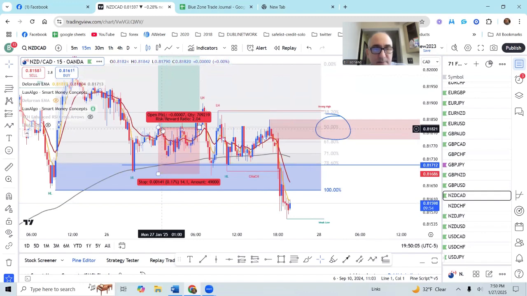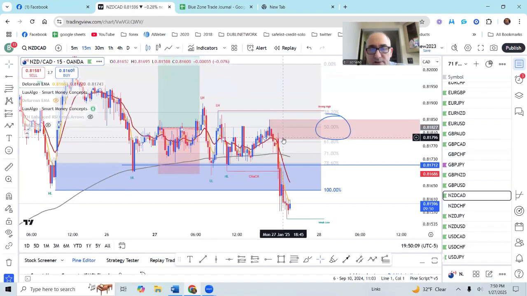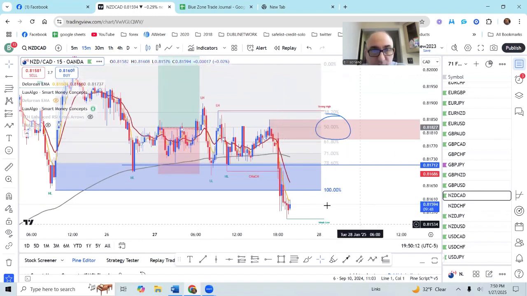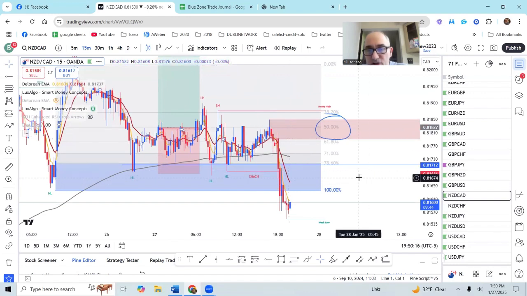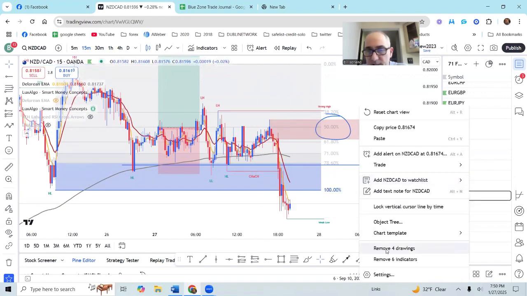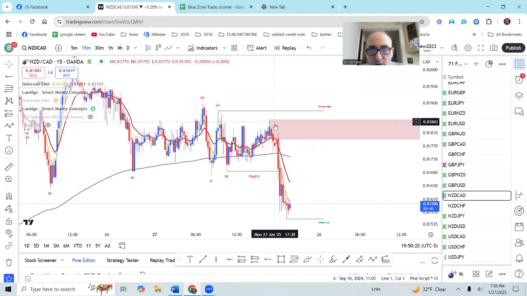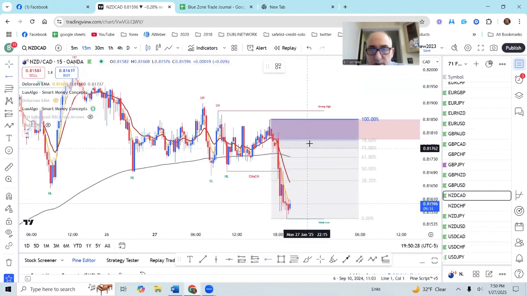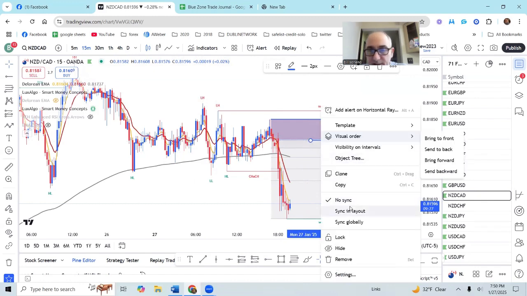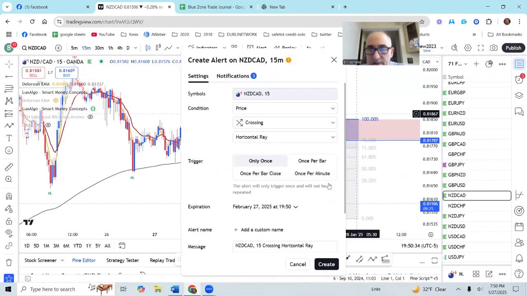And you could see what happened here. Price moved up a little bit, and then it consolidated and dropped down below the zone. So this just gives us a change of character now, and so we have a change of trend here. And if we remove these drawings, we now will draw our fib zone from here to here, and we'll look for short opportunities now in NZDCAD.